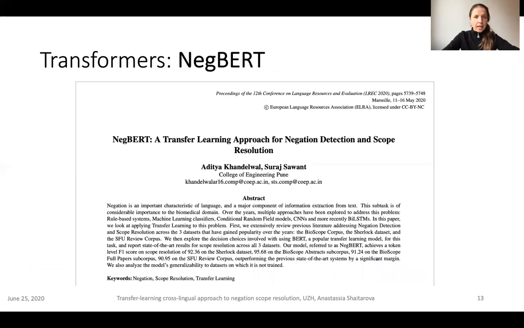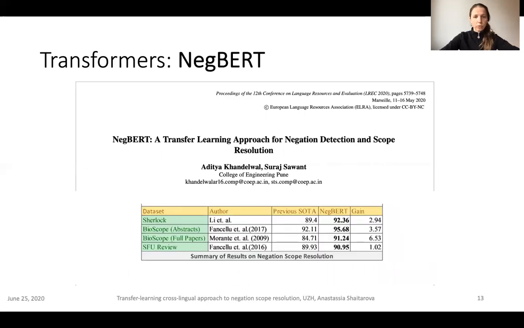At the end of last year, Aditya Khandelwal and Suraj Sawant released NegBERT using BERT for negation. They tested this approach with the 3 publicly available negation corpora in English. The Sherlock corpus has literary texts, BioScope contains scientific biomedical articles, and the SFU review corpus is a collection of free text product reviews. The results showed significant gain on each corpus. And also the results were good even when tested across corpora, which shows that BERT generalizes rather well.